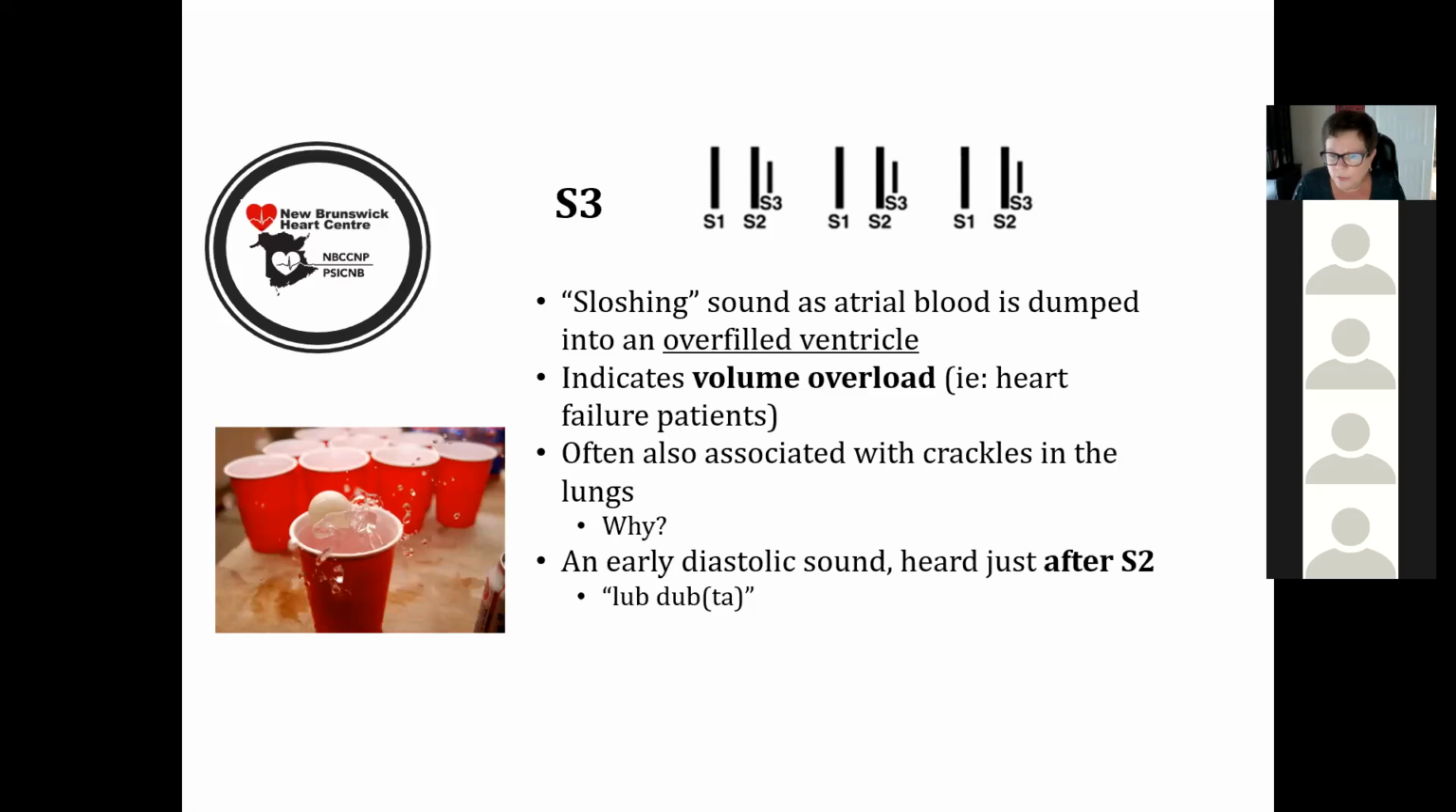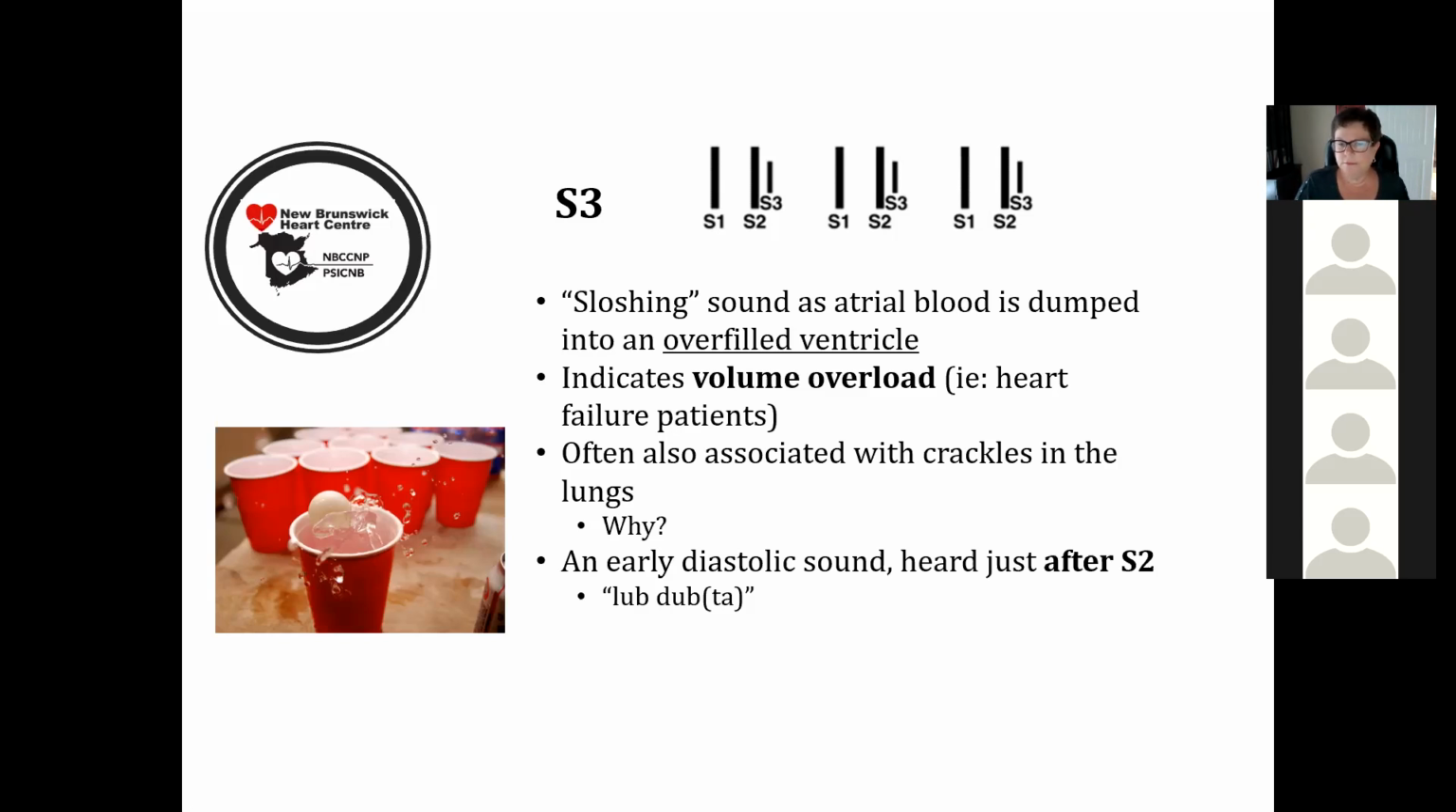So in the guy whose heart rate's 45, that's wonderful. And a guy whose heart rate's 110, pretty difficult to hear. But S3 is often associated with crackles in the lungs. And why would that be? Why would somebody with an S3 also have crackles in their lungs?